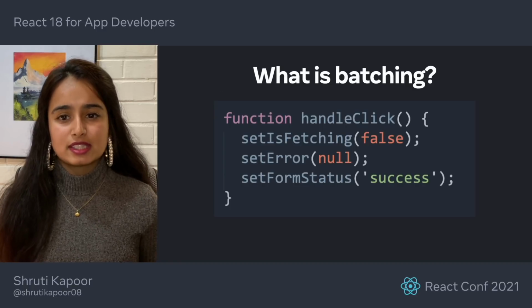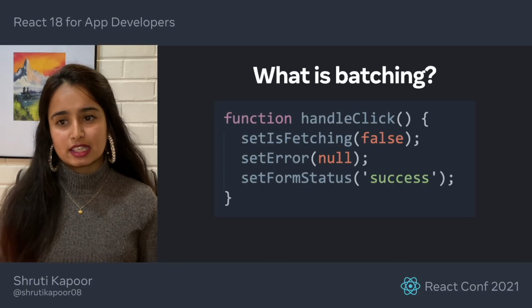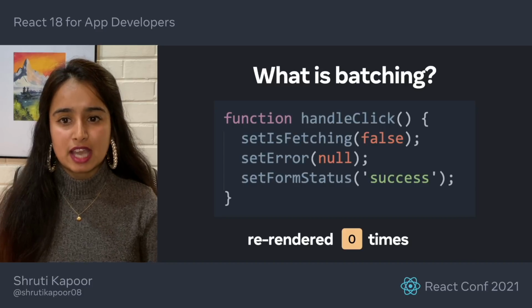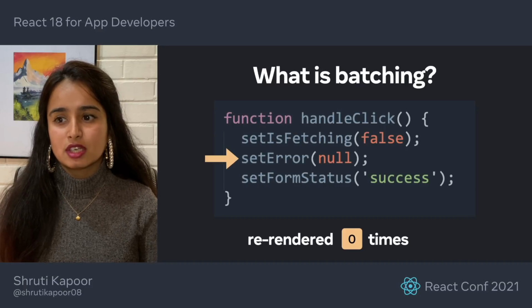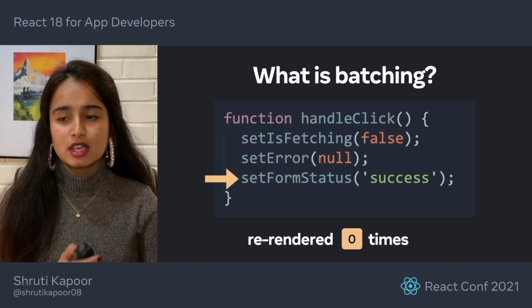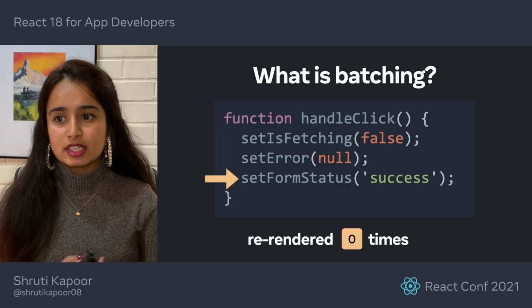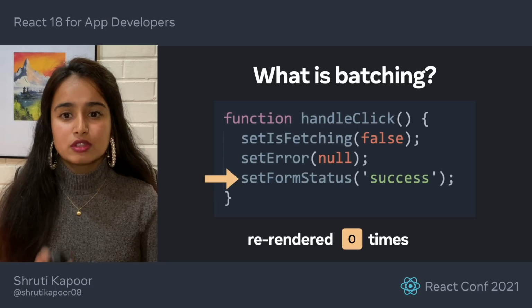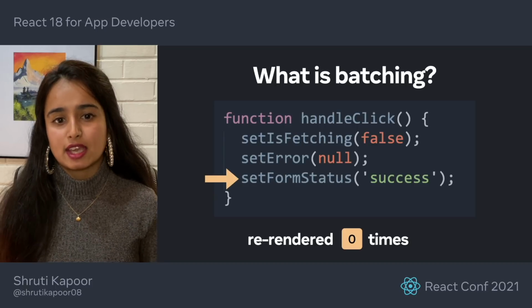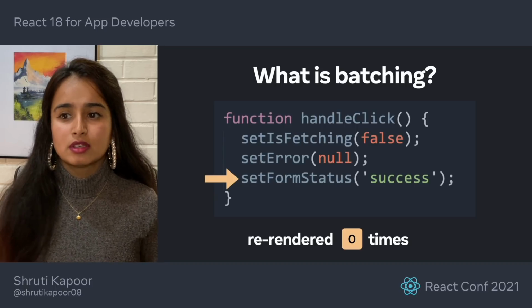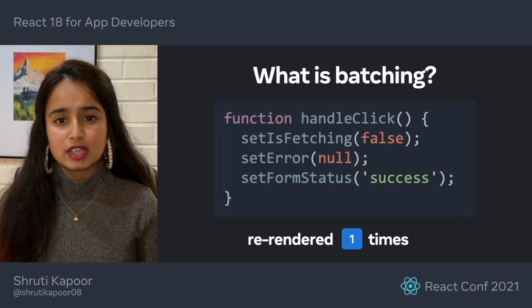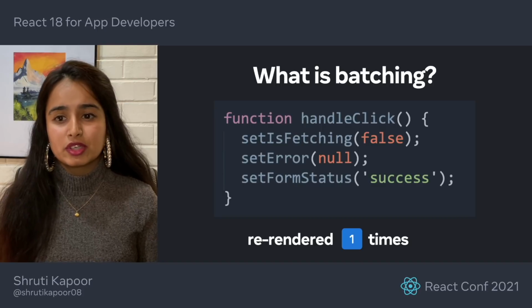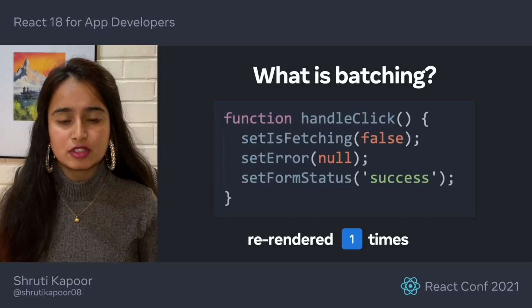React has always batched state updates that happen inside event handlers, like a handleClick function. What this means is that if you set state multiple times during an event handler, like here, we've got setIsFetching, setError and setFormStatus, React doesn't update every time a set function is called, but only updates at the end of the function. So React will only re-render once at the end, and this is better for performance. Thanks to batching, React will only re-render this component once at the end of this event handler.